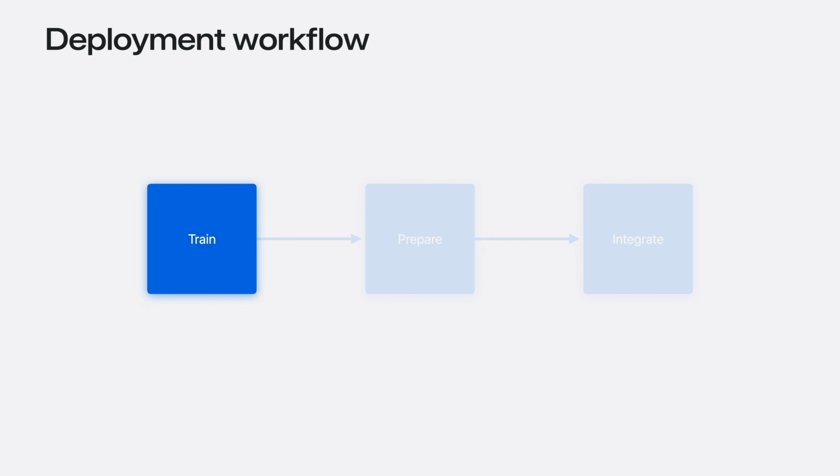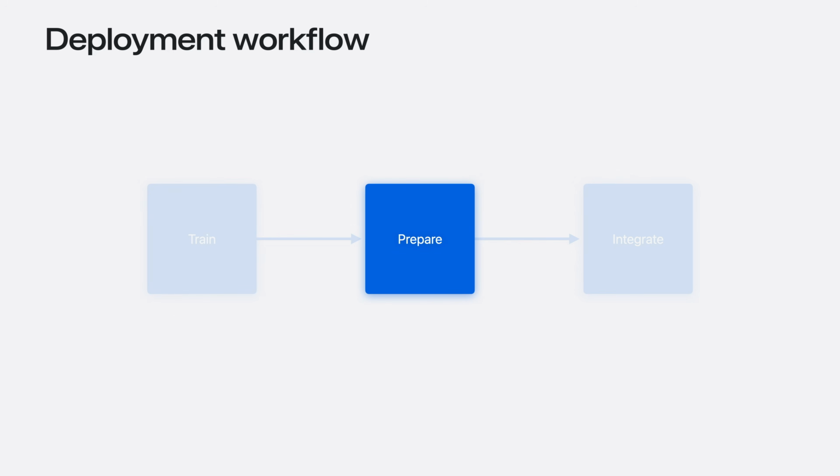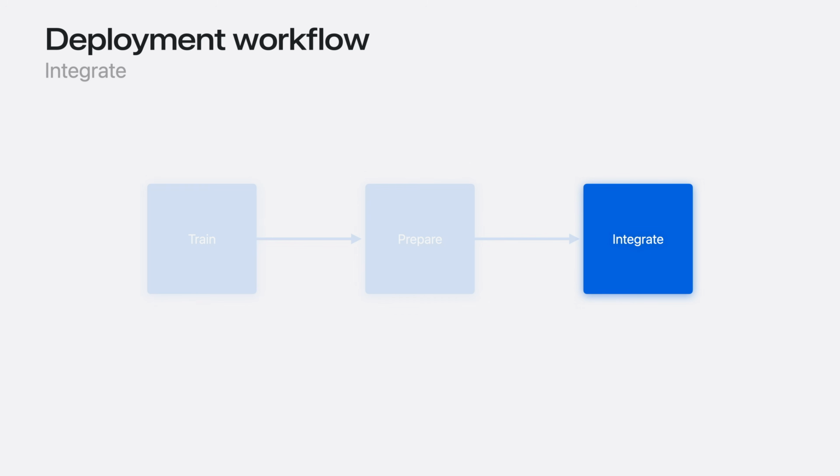Training is the initial step for deploying your model onto Apple platforms. And once the model has been trained, it has to be prepared, that is, optimized and converted for deployment on device. And after preparing the model, it's ready to be integrated in your applications. In this video, I'll be focusing on the integrate part of the workflow.